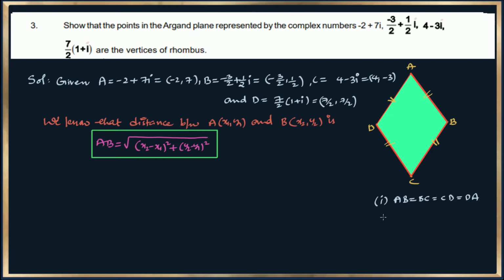All sides are equal. And second one, diagonals, that is AC equals BD. We have to show that all sides are equal and diagonals also equal. If all sides as well as diagonals are equal, then the given 4 points form a rhombus. So we have to find the distance of AB, BC, CD, DA as well as AC, BD. So first find out the distance between AB.